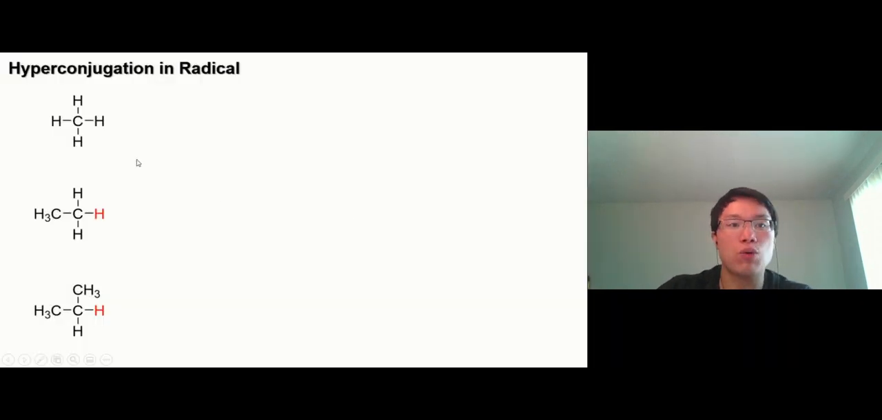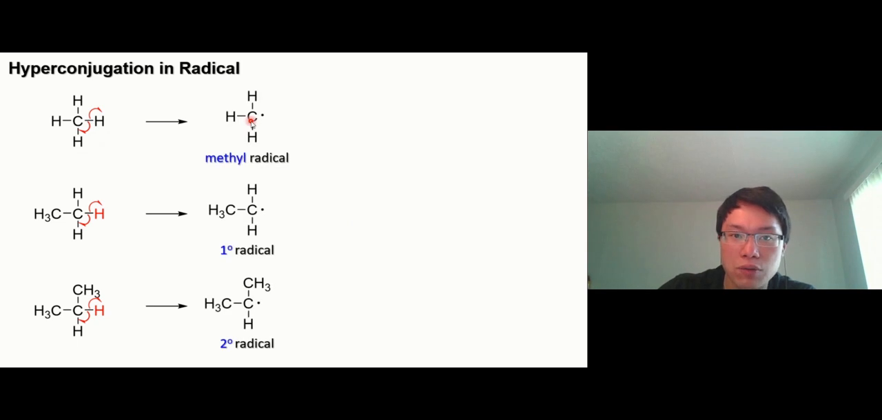All right. Let's take a look right here. So I'm going to make all of them a radical. I have a methyl radical, a primary radical, secondary radical. All right. And the methyl radical, you will never see the methyl radical much. It means little, not a lot, because it's not as stable. There's nothing to stabilize it just by itself, right? 7 electrons on carbon, not that stable.